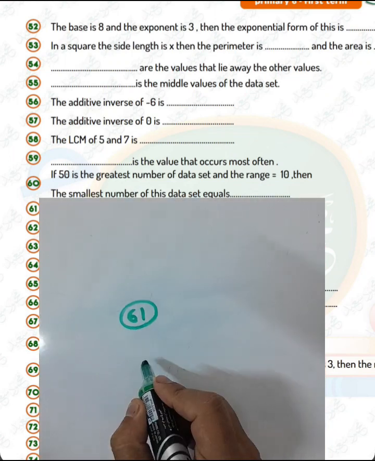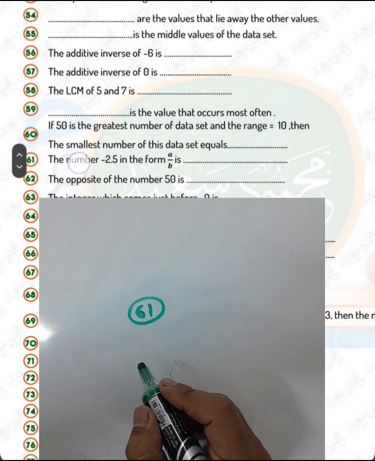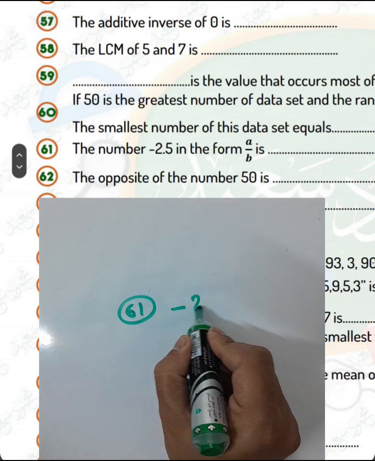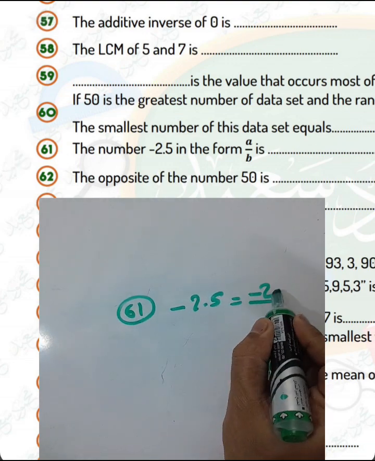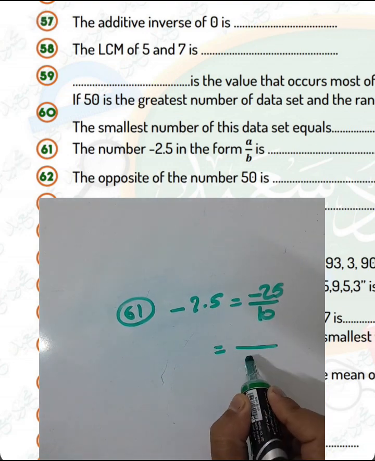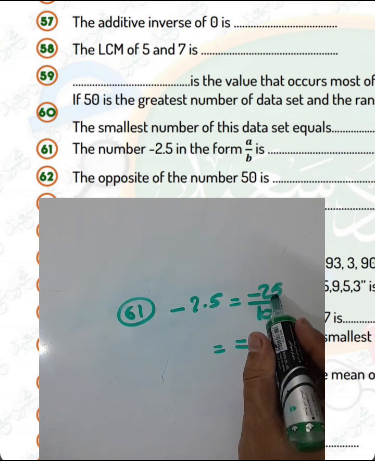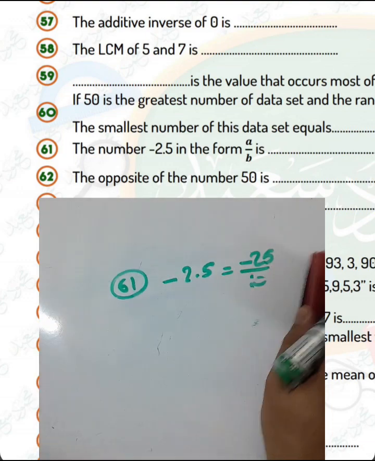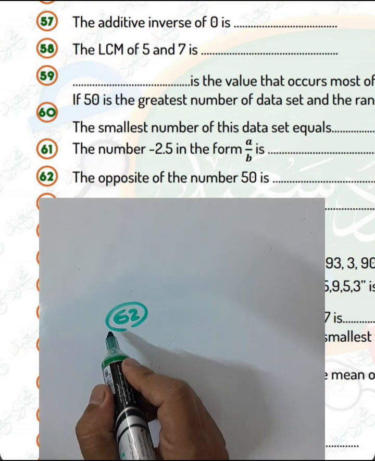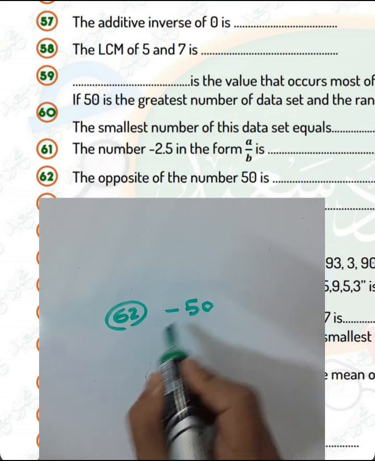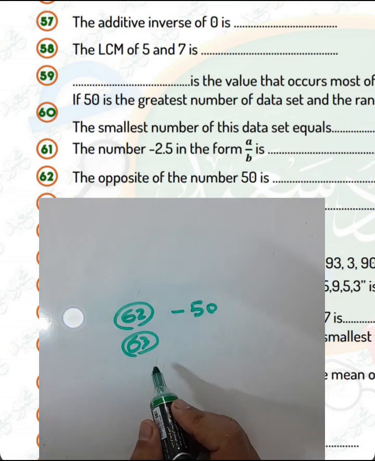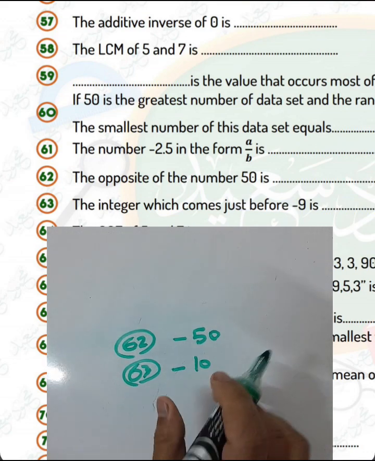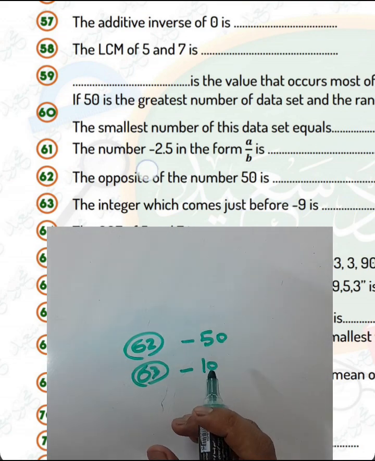Question 61: the number negative 2.5 in the form a over b, we can write negative 2.5 as negative 25 over 10, and you can simplify it by dividing the numerator and denominator by 5. 25 divided by 5 equals 5, 10 divided by 5 equals 2. The result will be negative 5 over 2. Question 62: the opposite of 50 will be negative 50. 63: the integer just before negative 9 will be negative 10. Before means subtract 1 from this number.